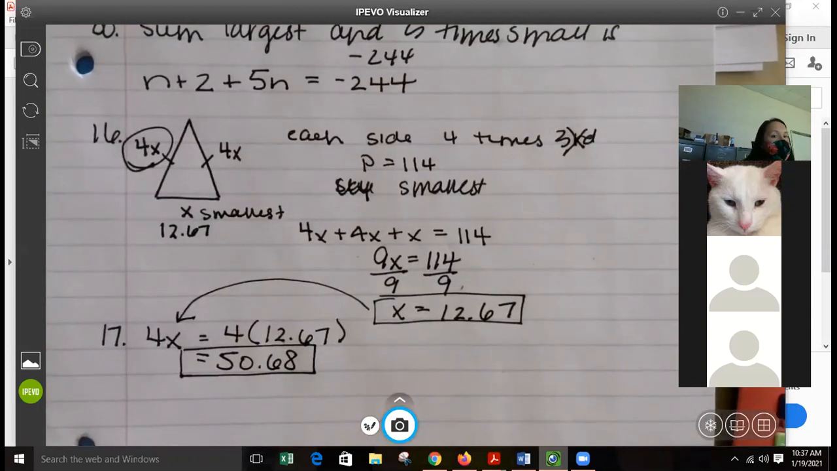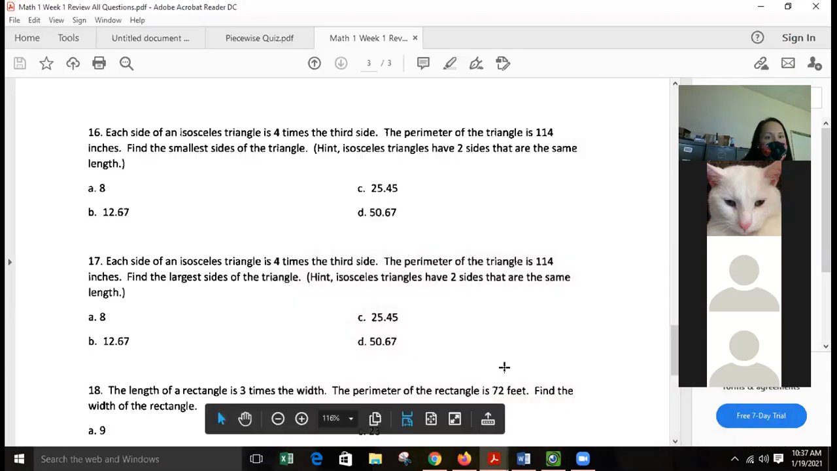Okay. The last one like this is a rectangle. So maybe the rectangles are a little bit easier. The length of a rectangle is 3 times the width.